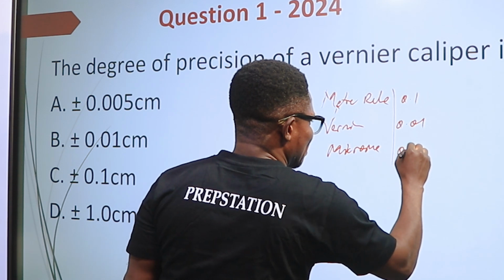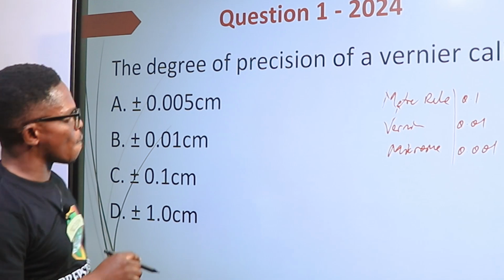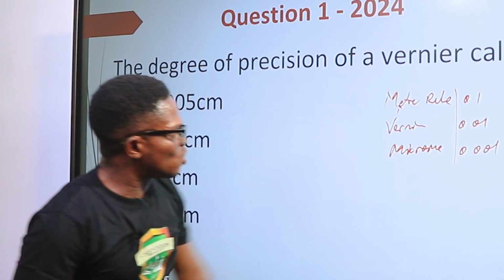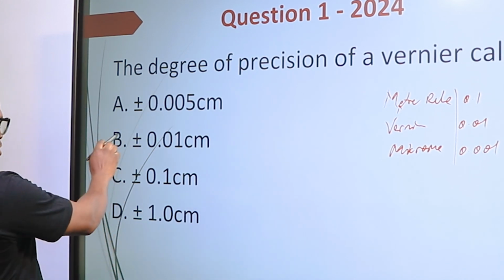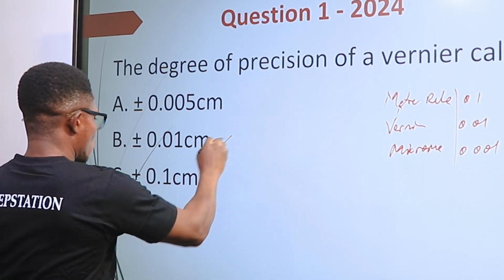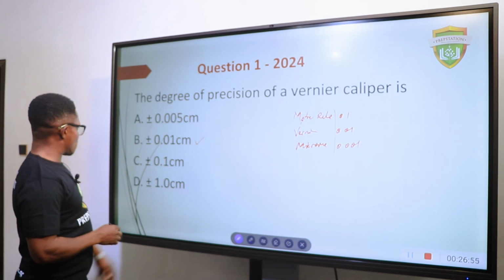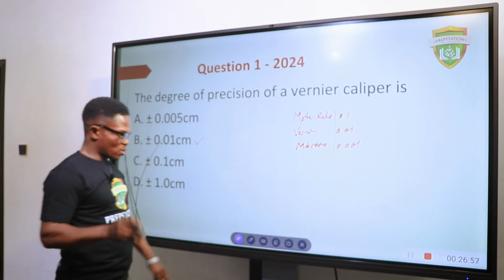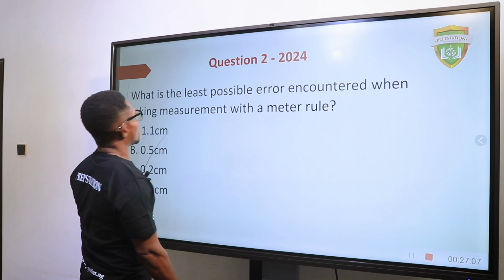0.01, 0.001. So with this, what do you think is the answer to this question? The instrument we are talking about is vernier. So the answer is 0.01. So that means the precision of a vernier caliper is 0.01. I want to believe you got that. So let's look at another question. 0.01, that's correct. Let's move to another question.